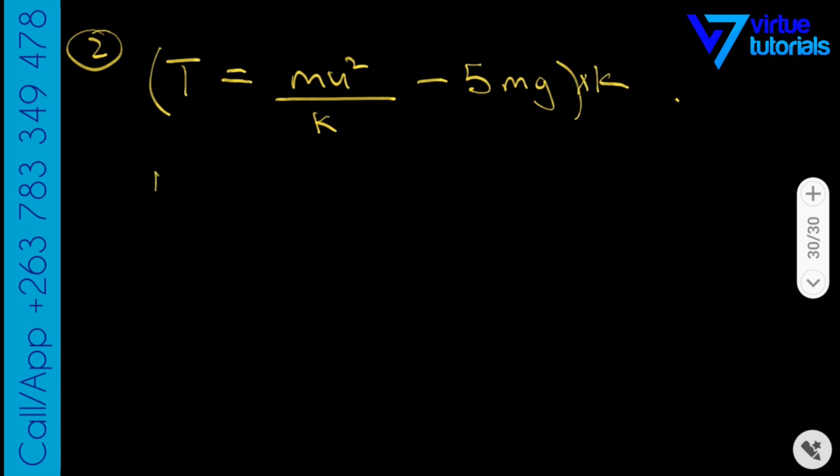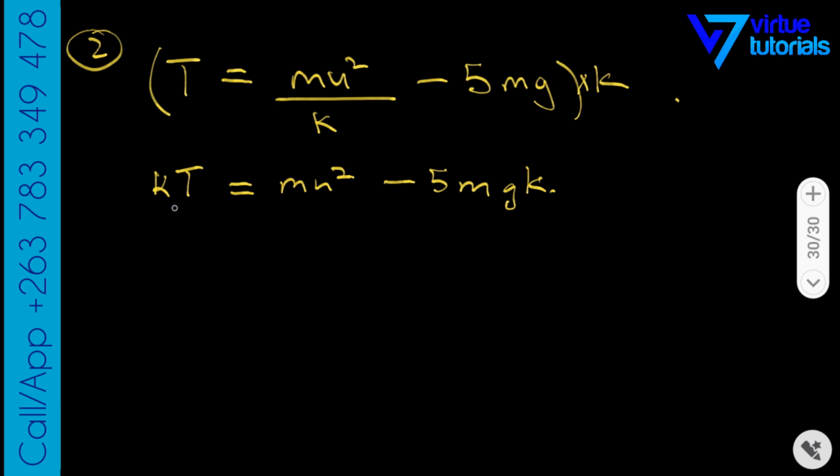So k times t will give you kt. k into k, that's 1. 1 times mu squared will give you mu squared. And then 5mg times k will give you 5mgk. So remember, we're trying to make k the subject of the formula.